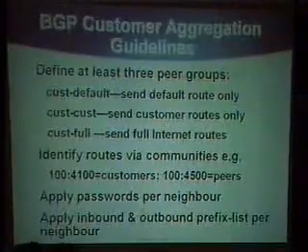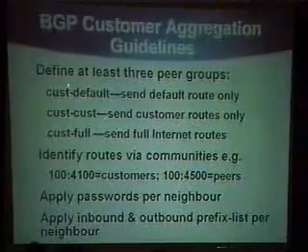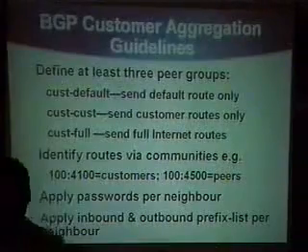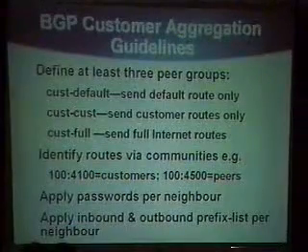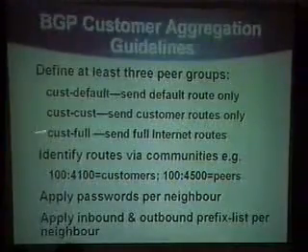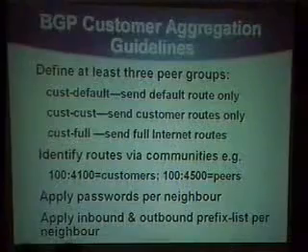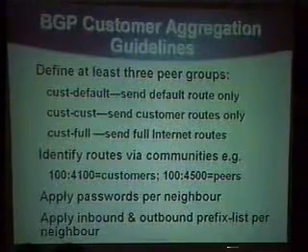So, just walking through an example. Define at least 3 peer groups. For example, a customer default, where you only send the default route to the customer. Cust, send customer routes only, in other words, just your backbone iBGP prefixes, or cust full, send the full internet routing table. You could sell these as different services. You could charge different amounts of money for it.